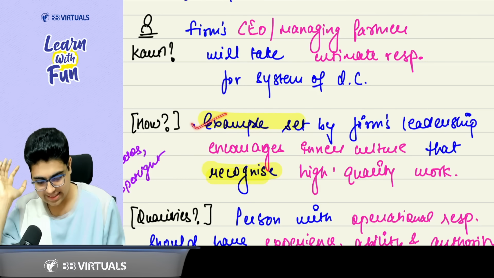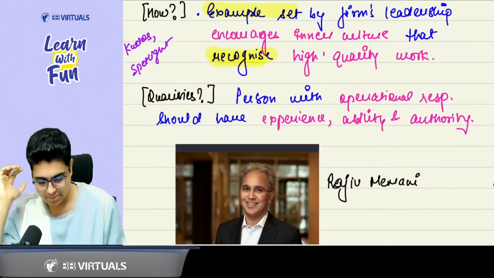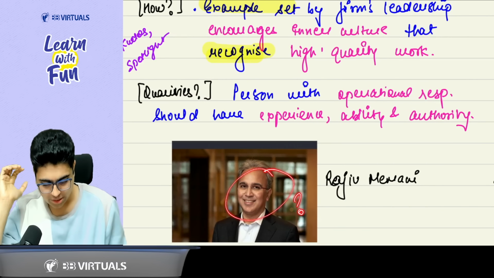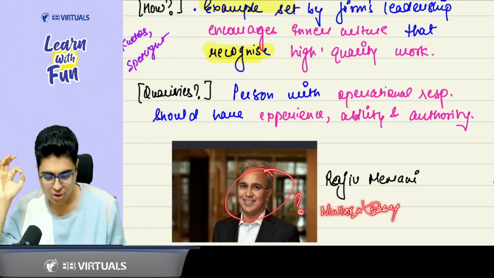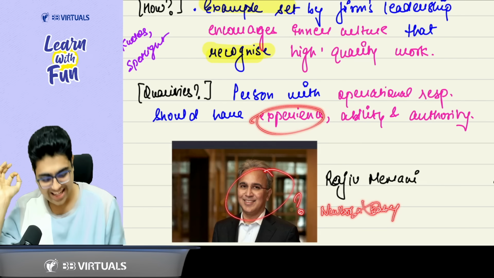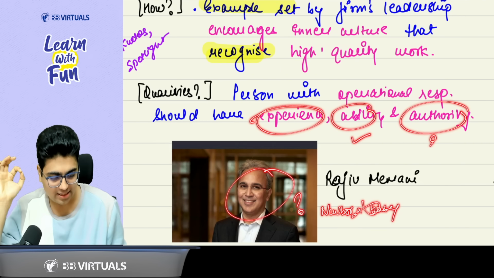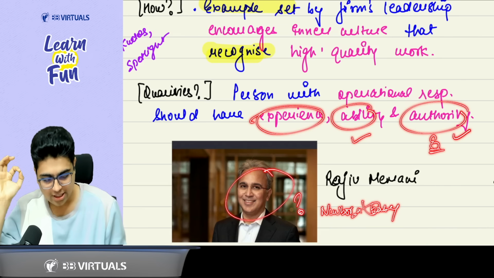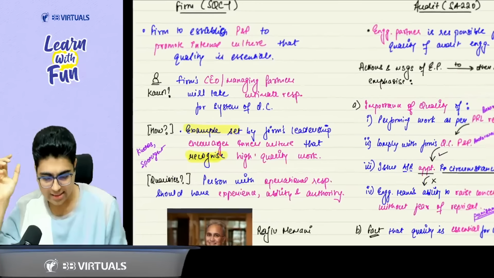So again, he will set the example to encourage the people by recognizing high quality work. Easy, sir. And last, what are the qualities that he should have? Do you think he should be a newborn baby? No, no. He should be experienced. He should have the ability to do the work himself. Then only the people will listen to him. He will have the authority. So he should have experience, ability, and authority. Are these three basic points clear?